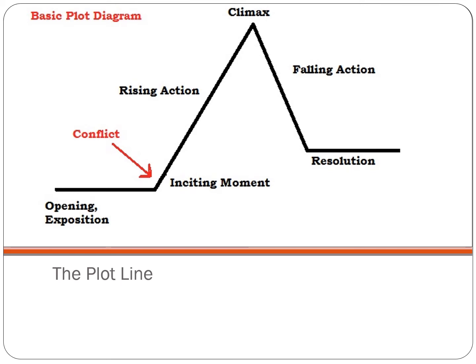This is a diagram of a basic plot line. It represents the feelings that a reader experiences as he goes through a story. At the opening or exposition, the line is still flat because the reader is only learning about the characters and the setting. When we introduce the conflict, it becomes an inciting moment, leading to the rising action. The rising action peaks at the climax, the most important part of the story. After the climax is the falling action and leading to the resolution.